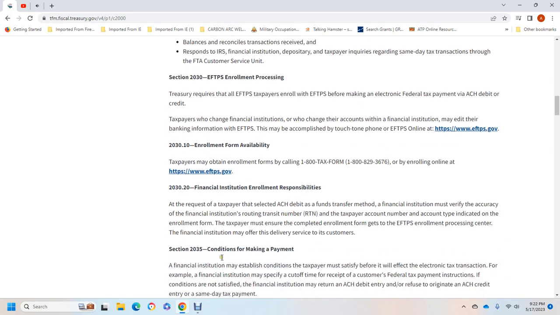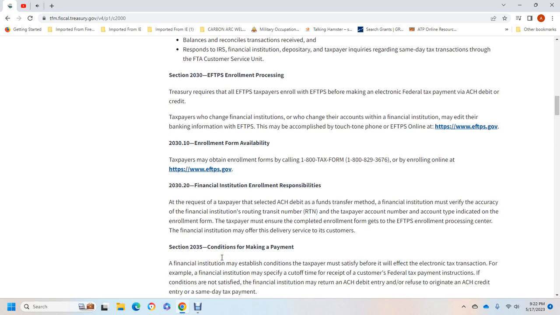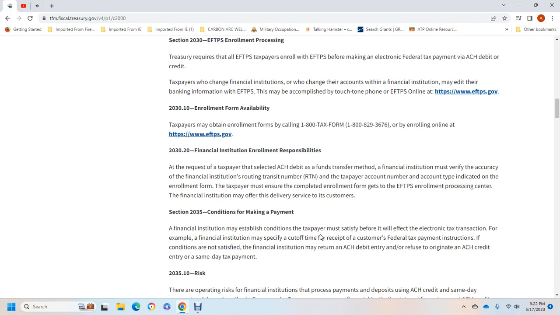2030-20, Financial Institution Enrollment Responsibility. At the request of the taxpayer, the selected automated clearinghouse debit funds should be transferred. The financial institution must verify the accuracy of the financial institution routing transit number, the taxpayer account number, and the account type indicated on the enrollment form. The taxpayers must ensure the completed enrollment form goes to the electronic federal tax payment system enrollment processing center. A financial institution may offer the delivery service to the customer.